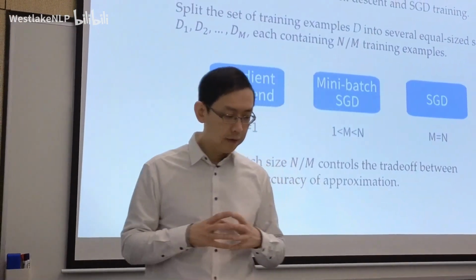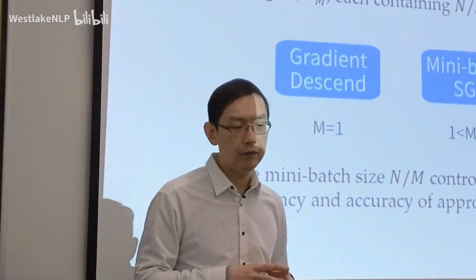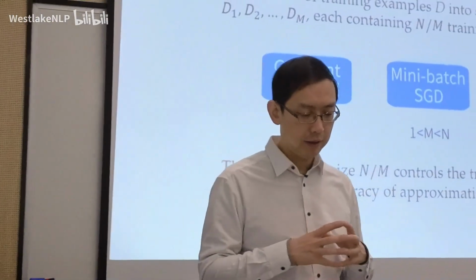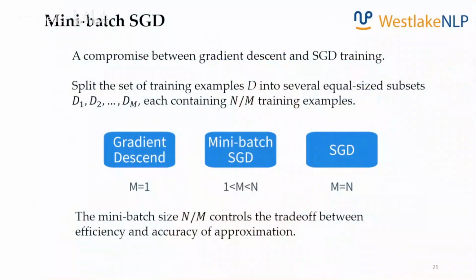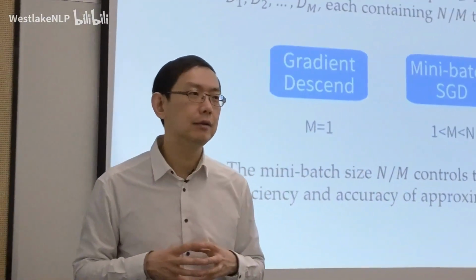Now we have a gradient descent method, or we have a stochastic gradient descent method. The gradient descent method is slow, but it's accurate. The stochastic version is fast, but it is an approximation. Is there a compromise, something in between? So it's faster than gradient descent, but more accurate than stochastic gradient descent. It's called batch stochastic gradient descent, mini batch stochastic gradient descent.